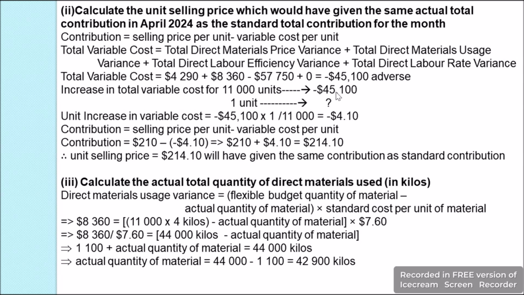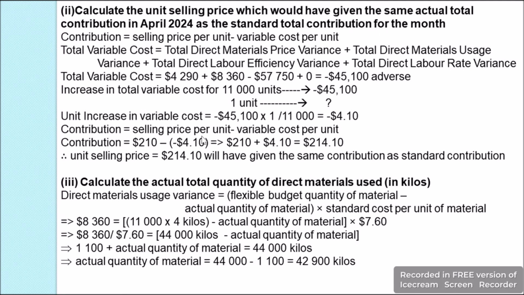So when we cross multiply this, we get 45,100 times 1 divided by 11,000, which is negative $4.10. Now if we see this is negative $4.10, that means this is the increase in the variable cost per unit. Now let's find the contribution.